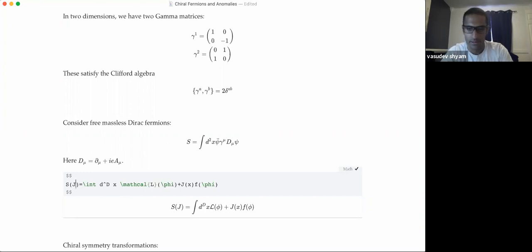And if we're interested in currents in fields that have matter, then we could say that we have fermions represented by some psi. And the current here usually, okay, sorry.